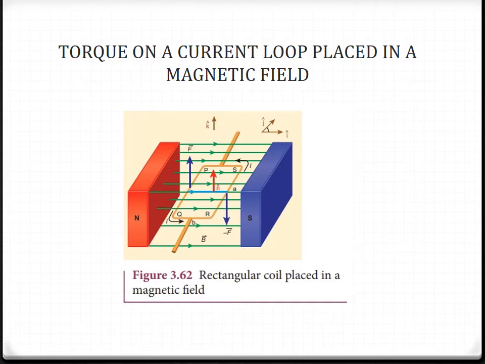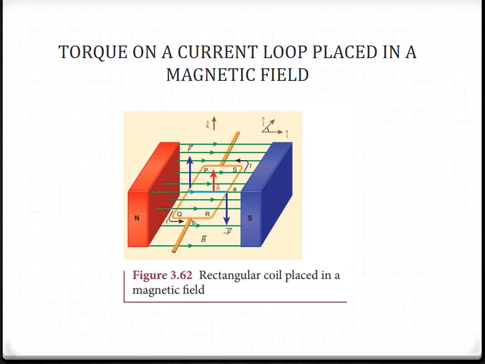Next, torque on a current loop placed in a magnetic field. Okay. So this question we have seen already. Here the force on the current carrying wire in a magnetic field is responsible for the motor operation. So there is a rectangular loop PQRS carrying a current I that is placed in a uniform magnetic field. Now let A and B be the length and breadth of the rectangular coil. Finally we will get that the tendency of the torque is to rotate the loop.